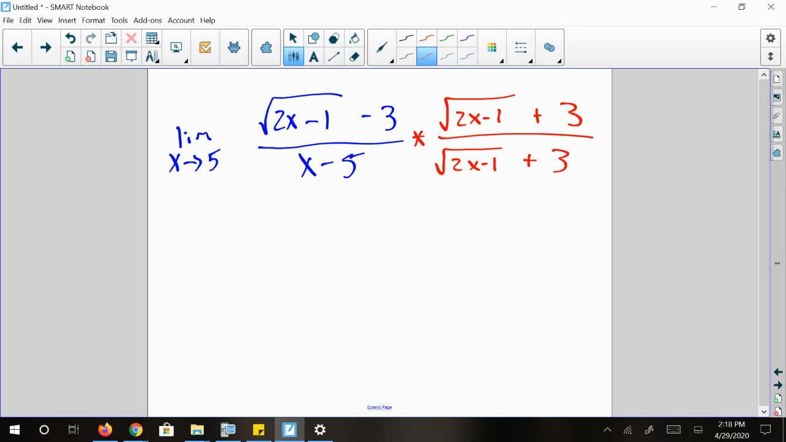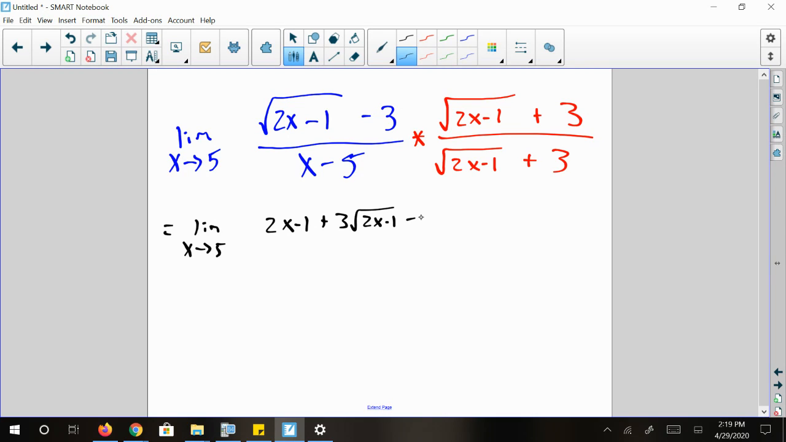Okay, all right, so what's happening here is I'm going to go square root of 2x minus 1 times the square root of 2x minus 1. Okay, square roots cancel each other out. That's going to leave me with 2x minus 1. Okay, now from here, what I'm going to have is plus 3 times the square root of 2x minus 1. And then on the bottom, right after that, I'm going to have minus 3 times the square root of 2x minus 1. And then negative 3 times positive 3 gives me a negative 9.